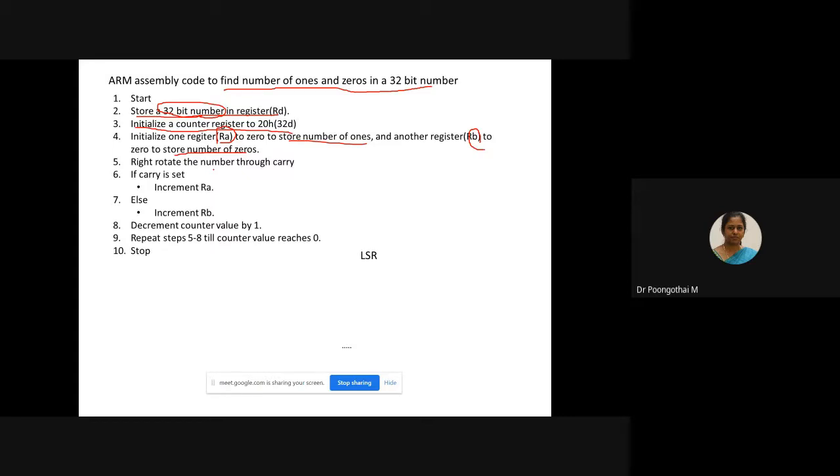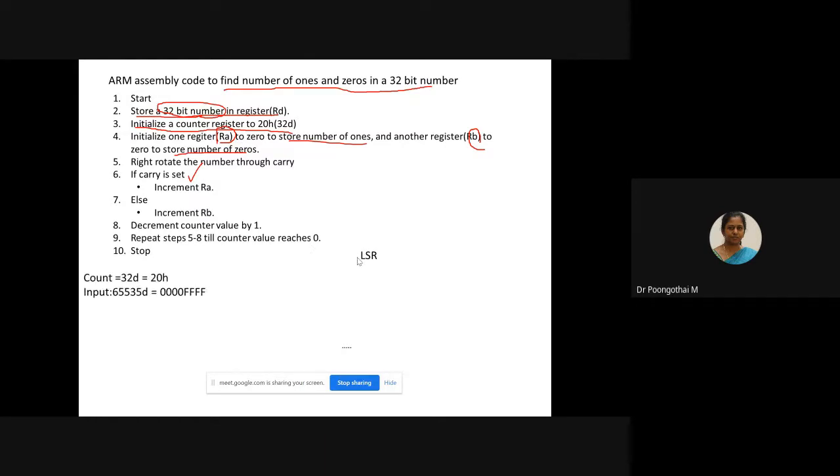Okay, and you have to monitor the carry flag status. If carry is set, you have to increment this RA register, else you have to increment RB register. Decrement the count and repeat the steps until your count value reaches 0. So that is the logic involved in this program.